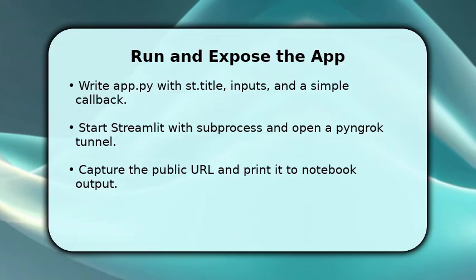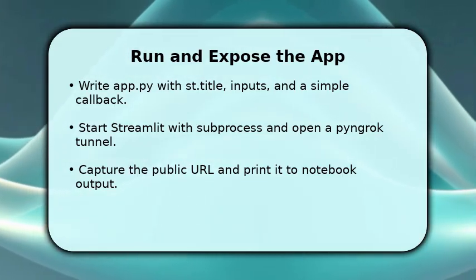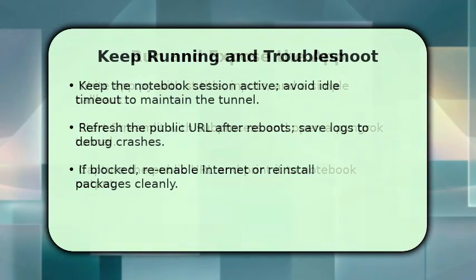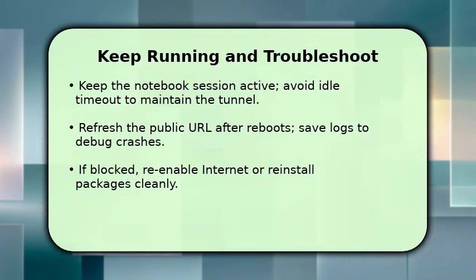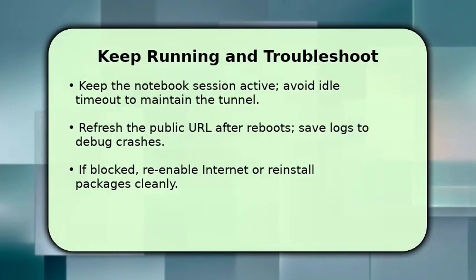To finish, open the printed public URL in a browser and interact with your Streamlit app. Keep the Kaggle session active, since disconnecting will close the tunnel and stop the app. You can save logs to disk for later inspection.